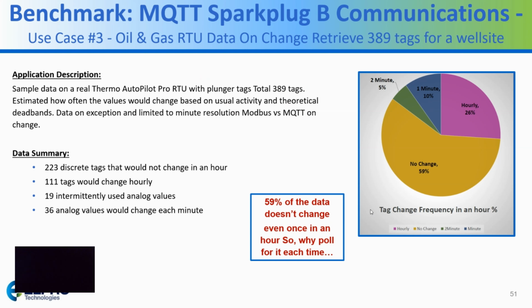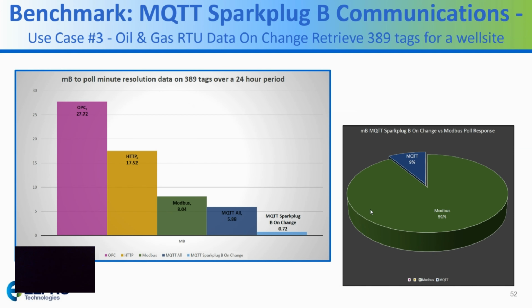So the third scenario would be that oil and gas application where you're retrieving 389 tags from a well site where 223 of them are digital tags that would not change in an hour, 111 tags would change hourly, 19 intermittently used analog values, and then 36 analog values would change every minute. So if you combine all that together, almost 60% of the data does not change. So you see a huge difference in efficiency using MQTT Sparkplug B, to where it's about 10 times better than Modbus.